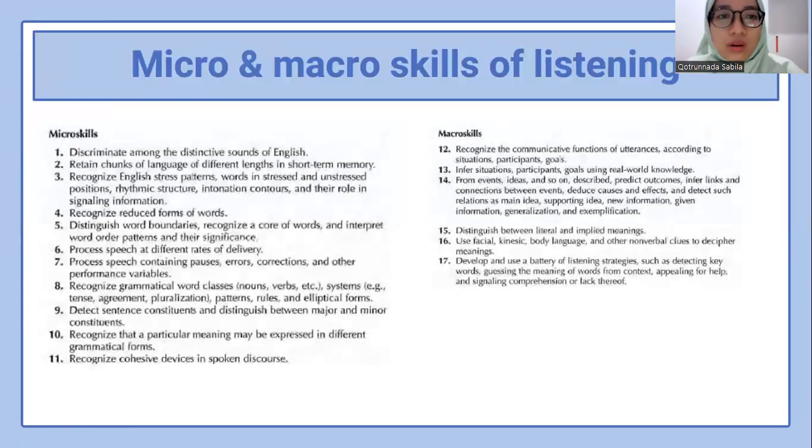And then we move into the micro and macro skills of listening. So for the micro skills, for example: discriminate among the distinctive sounds of English, retain chunks of language of different lengths in short-term memory, and recognize English stress patterns, words in stressed and unstressed positions, rhythmic structure, intonation contours, and their role in signaling information, and many more. And then the macro skills: recognize the communicative functions of utterances according to situations, participants, and goals. Infer situations, participants, and goals using real-world knowledge. From events and ideas, describe and predict outcomes, infer links and connections between events, deduce causes and effects, and detect such relations as main idea, supporting idea, new information, given information, generalization, and exemplification, and many more.